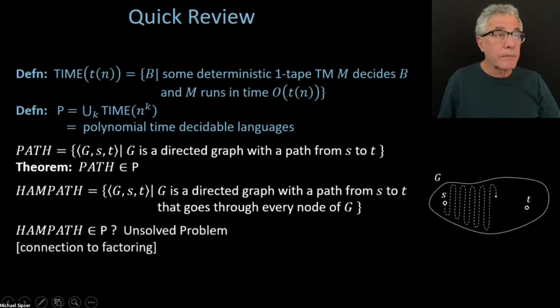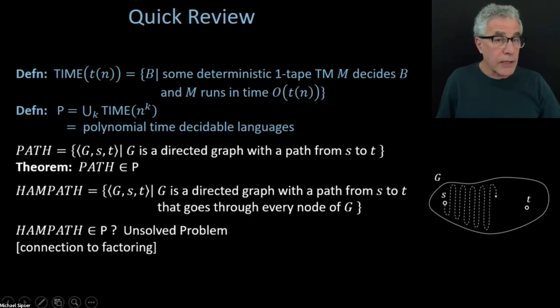And so that problem is an unsolved problem. And I just want, this isn't really a note to myself. What's kind of amazing, and this is what we're going to be showing over the next few lectures, is that there would be very surprising consequences if you could find a way to solve Hamiltonian path in polynomial time. Because what that would immediately yield is a polynomial time way of, say, factoring large numbers or solving a large number of other problems that we don't know how to solve in polynomial time.